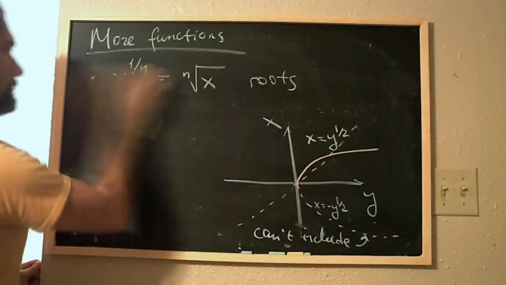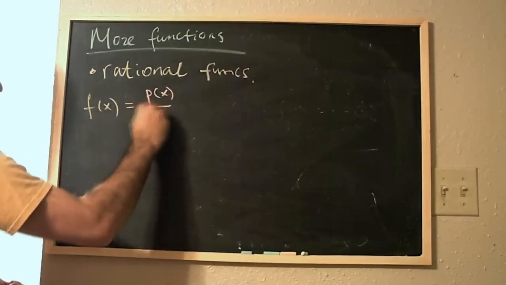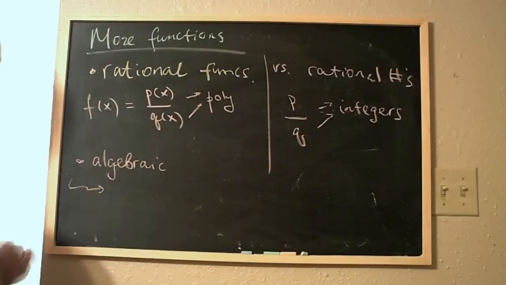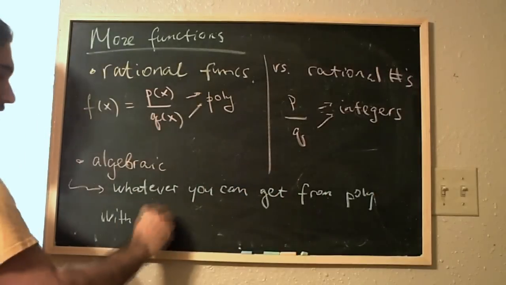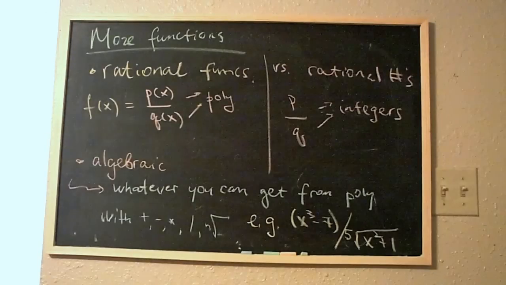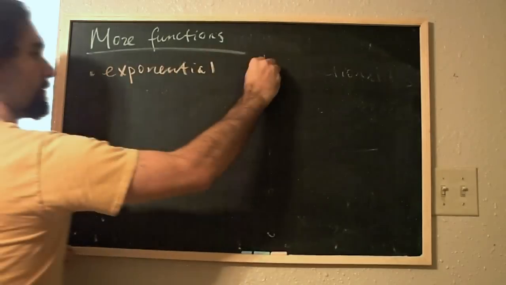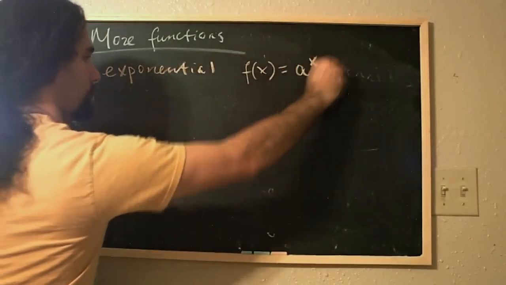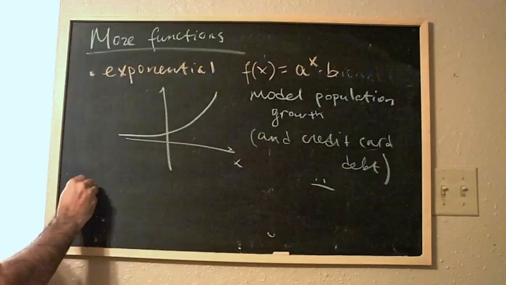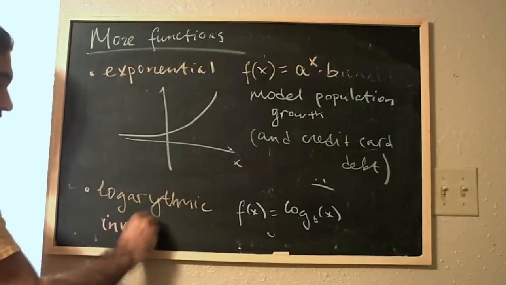More functions. Just like you have rational numbers, which are ratios of integers, you have rational functions, which are just ratios of polynomials. Same with algebraic. Algebraic functions are whatever you can get from polynomials by using plus, minus, times, divide, and nth root. For instance, x cubed minus 7 over the fifth root of x squared plus 1. Exponential functions are very popular and very useful because they model things like population growth, radioactive decay, and credit card debt. And logarithmic functions are just the inverse of exponential ones.